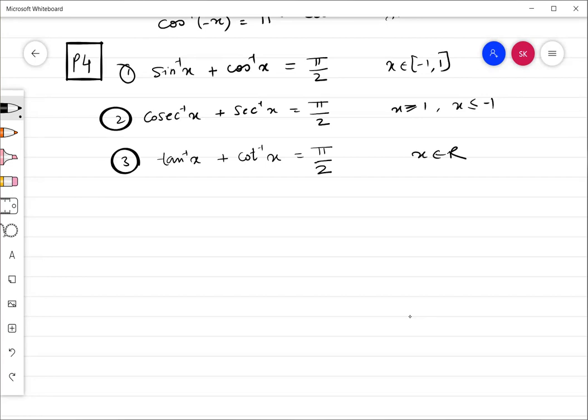Look at it. Again, cosec is a different family, sec is a different family. Together pi by 2. Any questions? So I'll do the proof of the first one again, as a tradition.